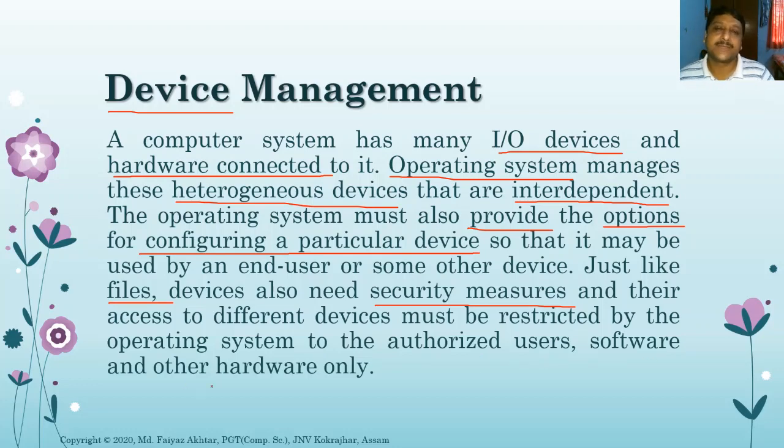For example, suppose we are using a web camera. Currently one software is using the web camera of the computer system. If we launch other software which also needs this web camera, the operating system comes in between and informs you that this device is already used by other software, so you have to wait or stop the software using it. This is known as security measures, and it is done with the help of the operating system.